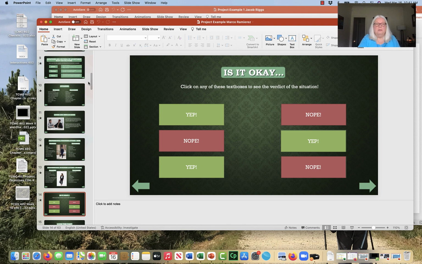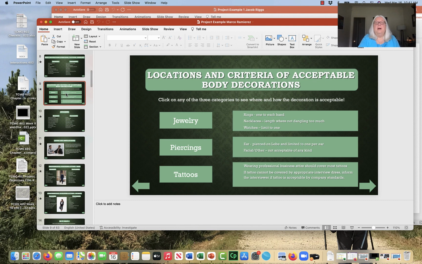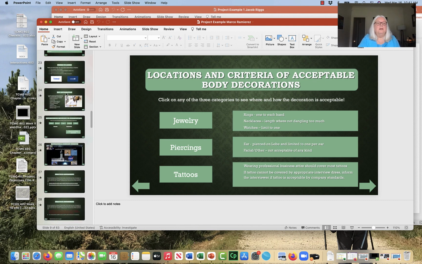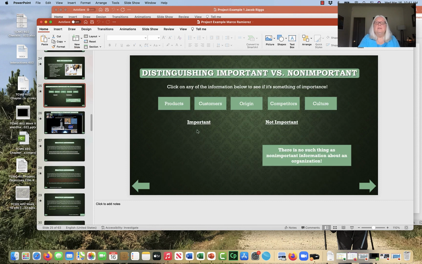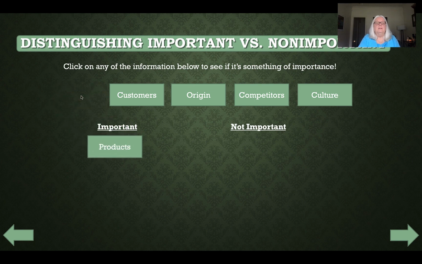Okay, so Marco. Yeah, we looked at that one. Okay, that was the jewelry one. Then let's look at another one of Marco's. I think it's on slide 25. Okay, so it says distinguishing important versus non-important. Click any of the information below to see if it's something of importance. Okay, and this is information you want your interview person to know about the company they're interviewing.